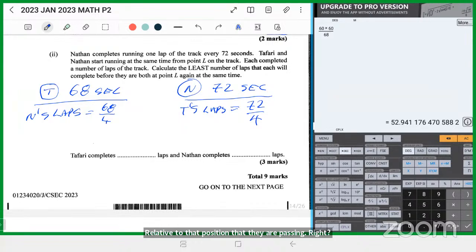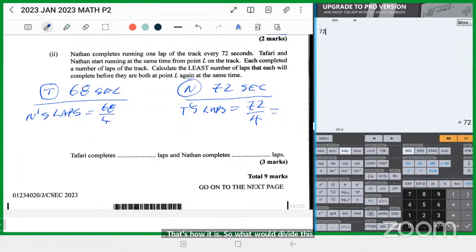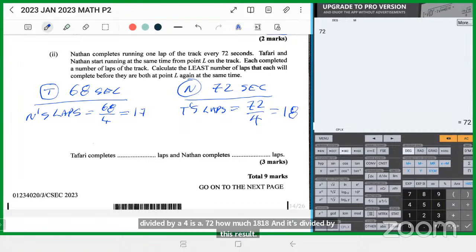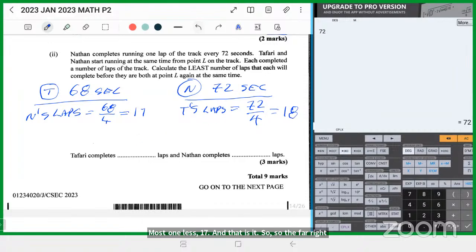So they will meet again when one of them does the total lap time of the other. That's when they will meet again, when one does 1 lap time more and one does 1 lap time less. That's how it is. So when we divide this, how much do we get? 72 divided by 4 is how much? 18. And this divided by this is what? Must be 1 less, 17. And that is it. So Tafari is doing more laps. See here, Tafari completes 18 laps, and Nathan will complete 1 less, 17 laps, when they meet again.